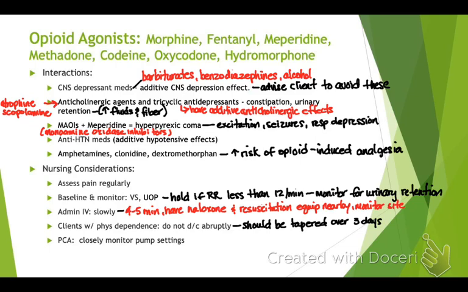Important to know when you're administering these opioid agonists, especially if you're giving them IV. You want to give them slowly IV, within a 4 to 5 minute push. You want to have naloxone nearby and resuscitation equipment nearby as well.